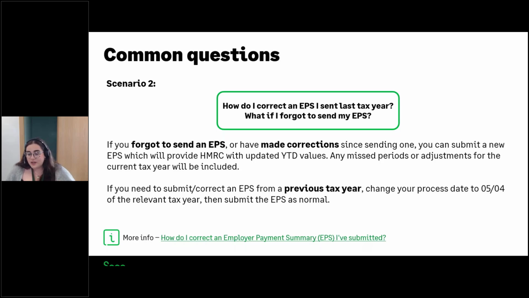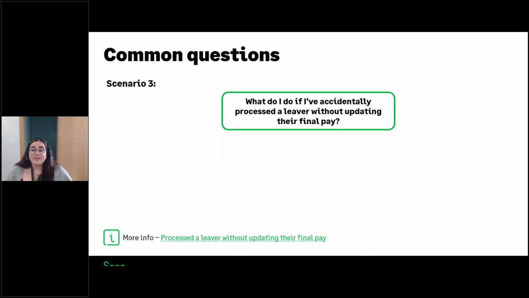It looks like we only have time for one more scenario, so next one that I've got for you before we wrap things up. Question number 3 here, this is what do I do if I've accidentally processed a leaver without updating their final pay?